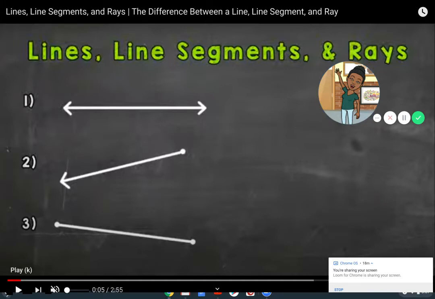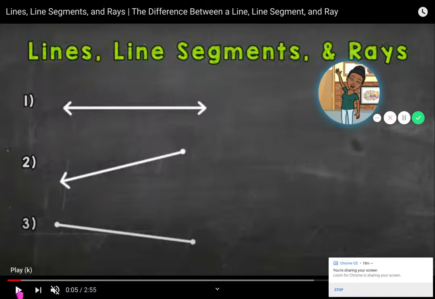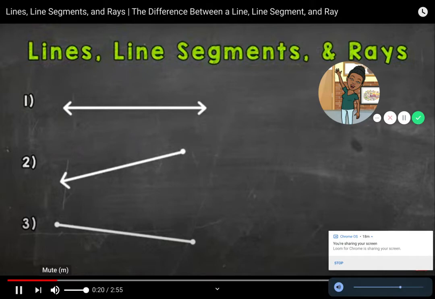Let's watch this quick reminder together from everything we have learned from lines, line segments, and rays. We're going to discuss the difference between lines, line segments, and rays. If you take a look at your screen, I have one of each drawn. So we're going to, like I said, go through and talk about the differences between them.